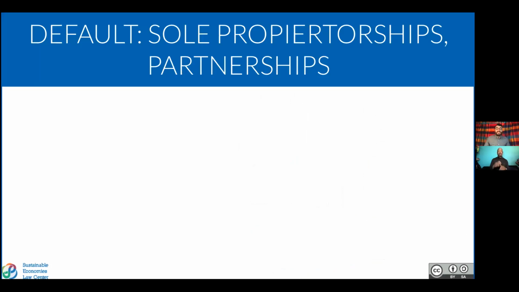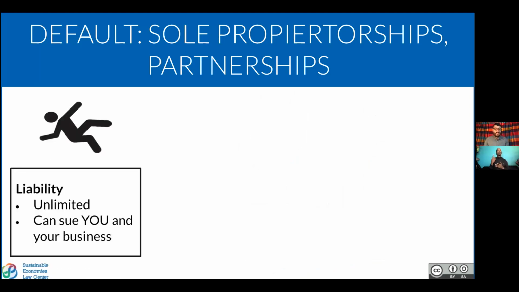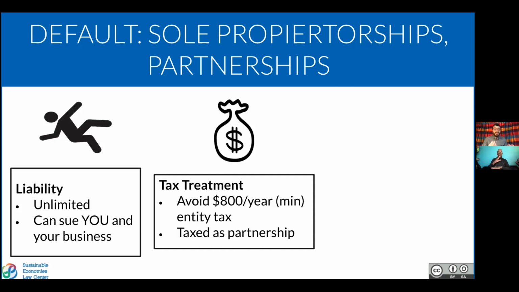And so those are the defaults. If you start operating without doing anything to form a legal entity, you're going to be a sole proprietor if you're by yourself, or a partnership if you're working with somebody else. So some things to think about if you're going to just start doing that. Liability. So liability is unlimited, which means that whatever you're doing for your business, if you or your partner do something that hurts somebody else in some way, they can sue you and come after your personal assets. Another thing to think about is tax treatment.